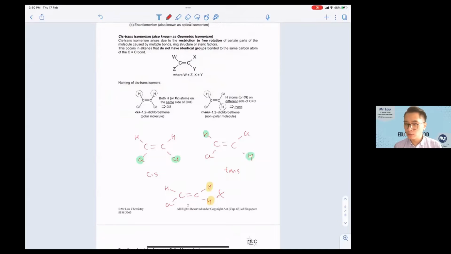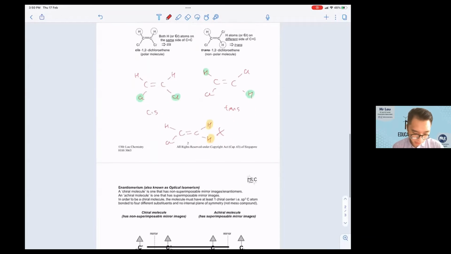You are not required to identify whether it's cis or trans because it's actually something called EZ isomerism. Okay, but you must understand that it's part of cis trans isomerism. It can still exhibit cis trans isomerism, just that you will not be able to identify whether it's cis or trans. Okay, now let's look at enantiomerism.